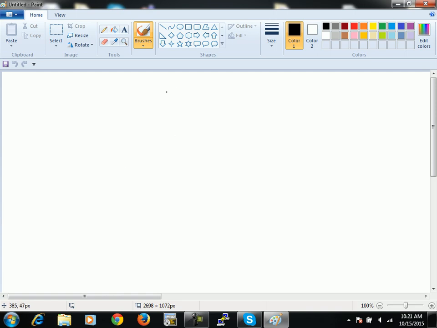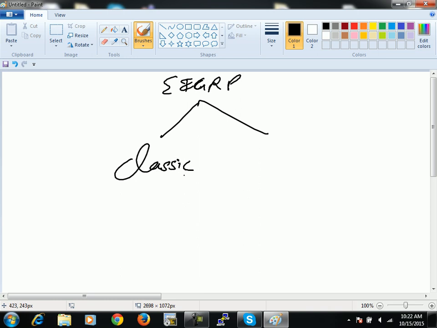So in EIGRP, you must remember that EIGRP is available in two different flavors now. One is classic mode, that is the older version or older mode of EIGRP, and now they have launched named mode as well, right? Named mode. So we will be learning EIGRP in both modes. First of all, I'll cover classic mode, and then after I'll go for named mode.